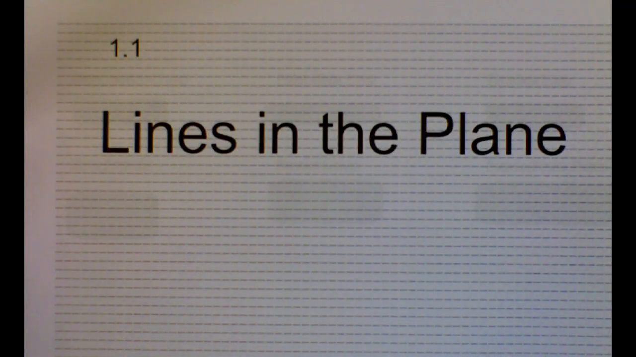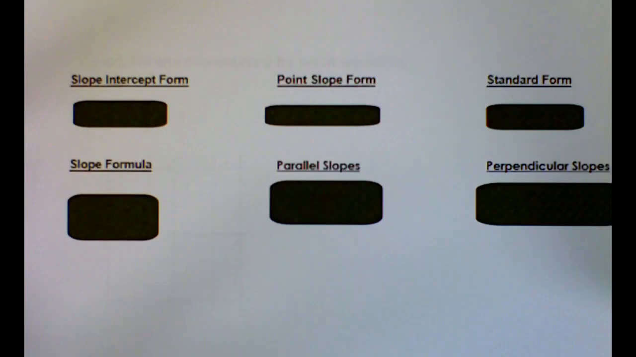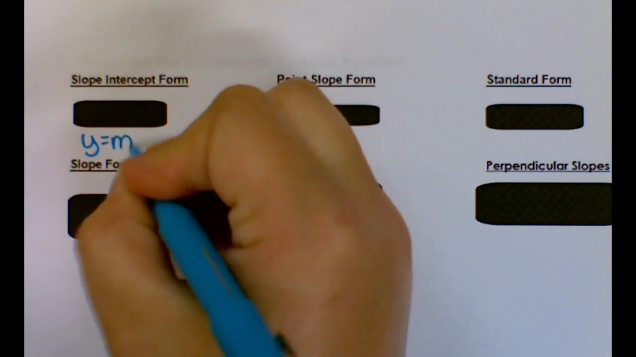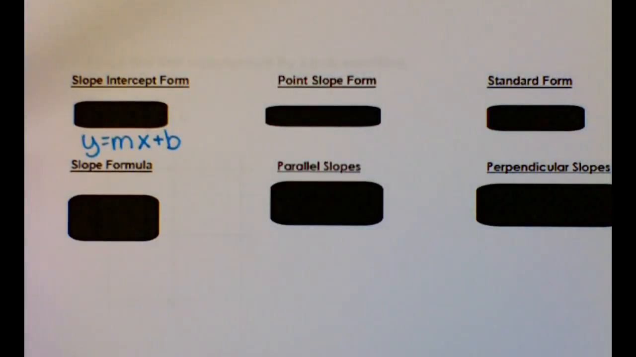Alright, this is section 1.1, lines in the plane. Hopefully this is mostly a refresher, stemming all the way back to probably Algebra 1. So we have some different equations we're going to talk about. Slope-intercept form of an equation, that is your y equals mx plus b. Remember that m is your slope, b is your y-intercept.